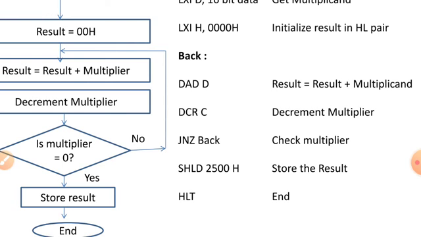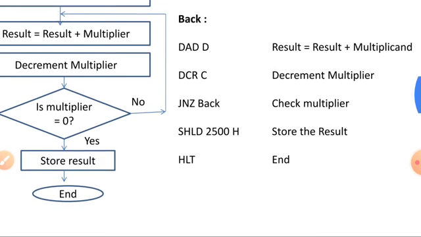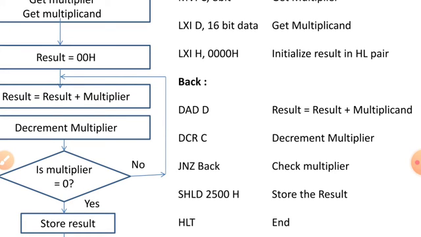When C will become 0, it will not go back, it will come out, and we are going to store the result. Now where will the result be? Result will be in the HL pair. So we are going to store the result in the memory location 2500 and 2501. By which instruction? By using SHLD. What this will do? It will store the content of HL pair at 2500 and 2501, and it is going to end the program. So this is the simplest program for getting the multiplication of two 8-bit numbers.